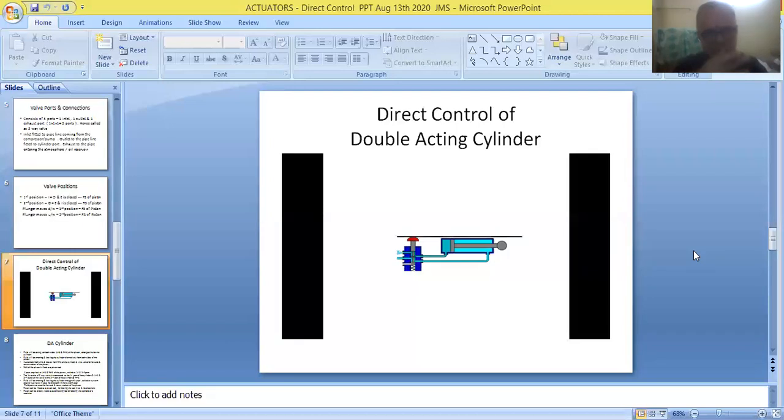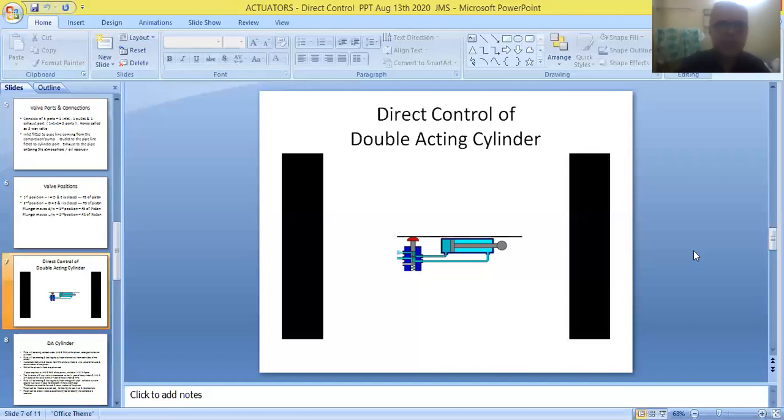So 2-way and 3-way valves are suitable only for controlling single acting cylinders. 4-way and 5-way valves are suitable only for controlling double acting cylinders.